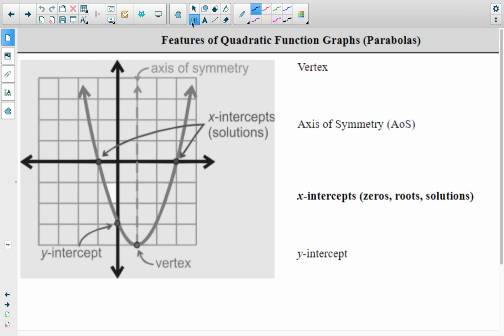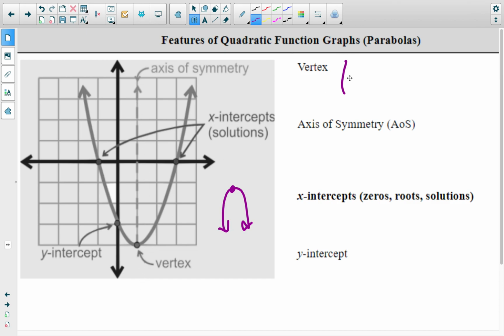So we saw this image in the last section. We're familiar with the vertex and the axis of symmetry. All right, the vertex, remember, is your peak or your valley. It's your maximum or your minimum appearing either at the bottom or the top of a parabola. If it's one that opens down, then your maximum would be up here. Axis of symmetry is that dotted line that divides the parabola in half.